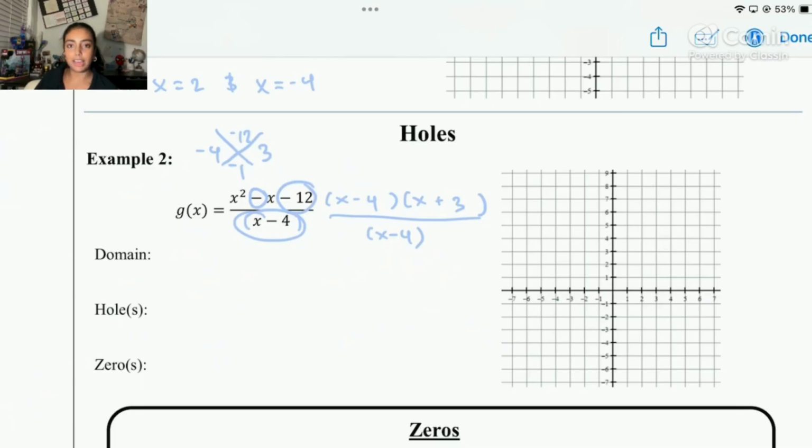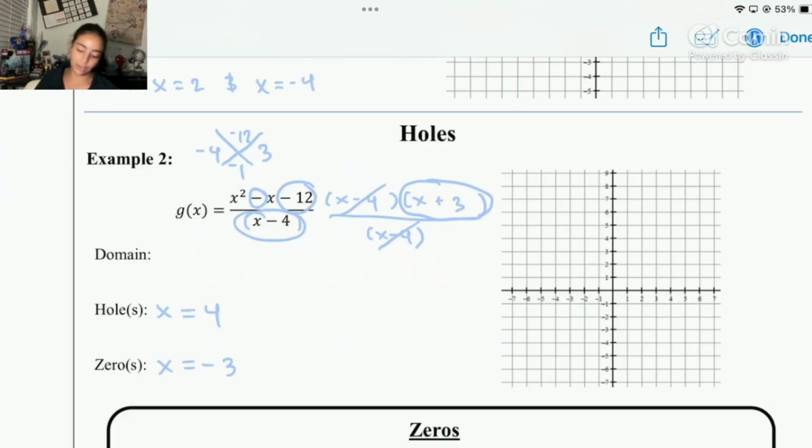And here you can see that there's an x minus 4 on the top and the bottom, so that's what I mean. You can cancel those out, and that is what we call a hole. So there's going to be a hole at x equals 4, and there's nothing else we can cancel out, but we can see that we still have this x plus 3 in the numerator, and that is going to be our zero. So here's the one at -3.